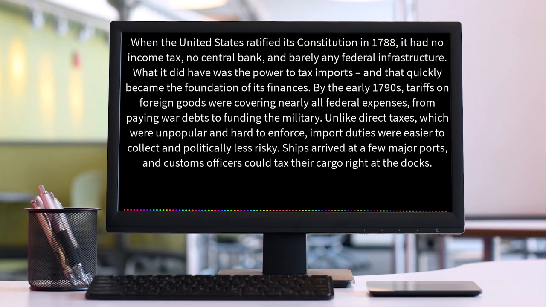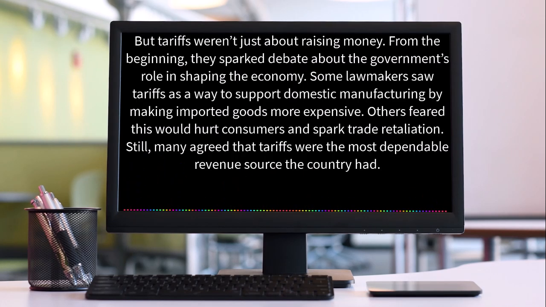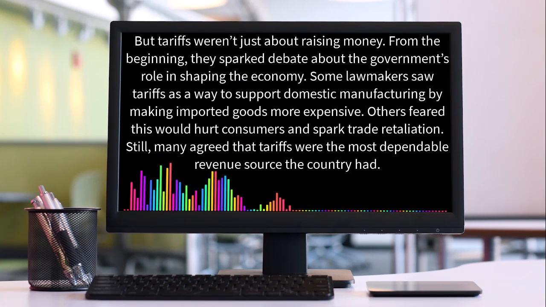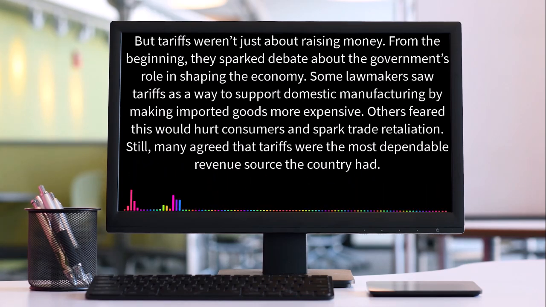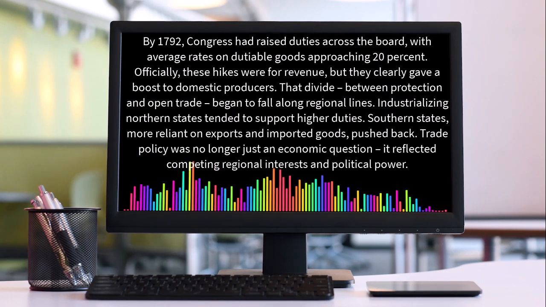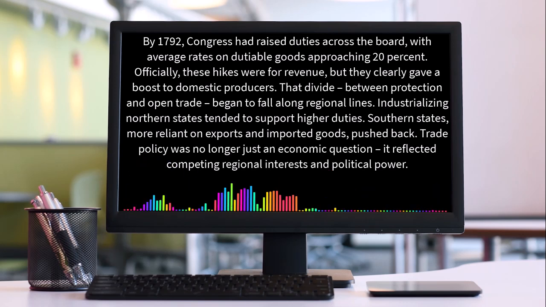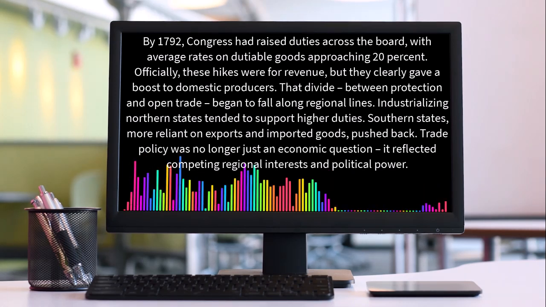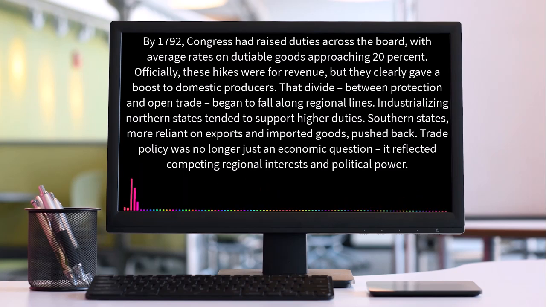But tariffs weren't just about raising money. From the beginning, they sparked debate about the government's role in shaping the economy. Some lawmakers saw tariffs as a way to support domestic manufacturing by making imported goods more expensive. Others feared this would hurt consumers and spark trade retaliation. Still, many agreed that tariffs were the most dependable revenue source the country had. By 1792, Congress had raised duties across the board, with average rates on dutiable goods approaching 20%. Officially, these hikes were for revenue, but they clearly gave a boost to domestic producers.